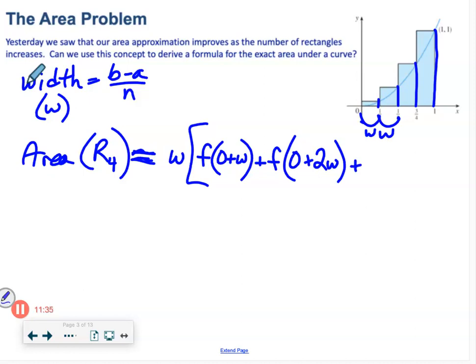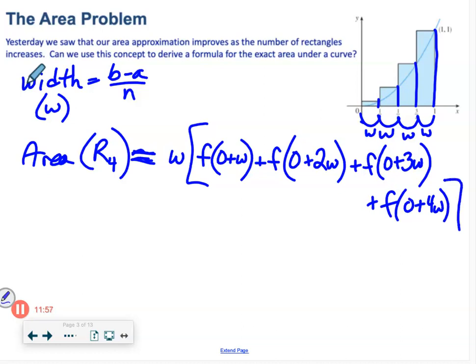To get the next number to plug in, I start at the left endpoint and travel 3 widths. So I plug 0 plus 3 widths into my function. And then the last number that I plug in, I start at the left endpoint and I travel 4 widths, and I plug that into my function. And then I stop because that's my 4 rectangles right there. So I had my width times my 4 heights.